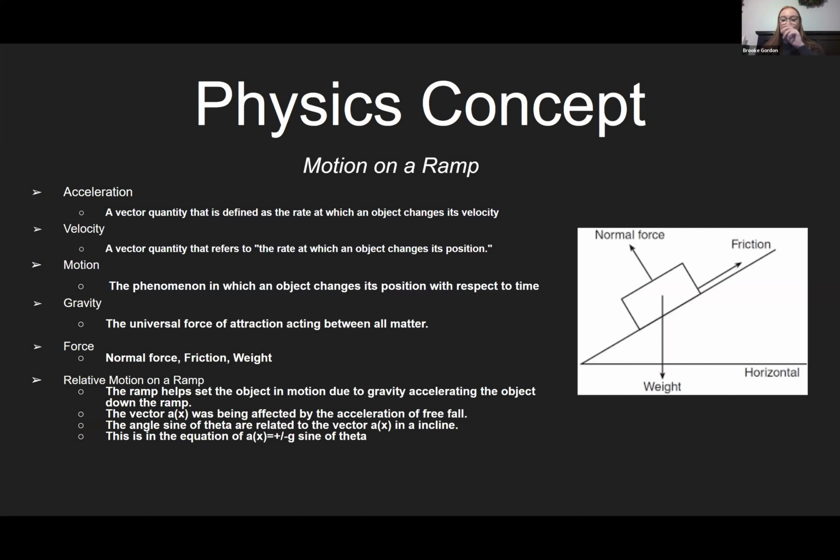Right here in this diagram, you can see how normal force, friction, and weight are acting on the object as it's going down the incline.